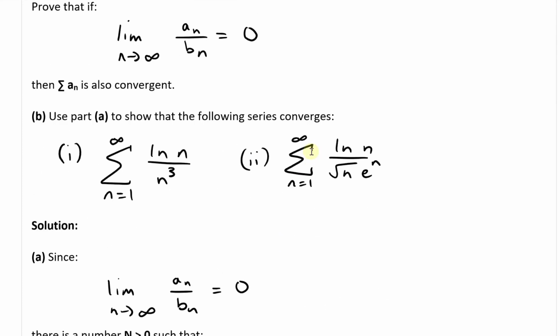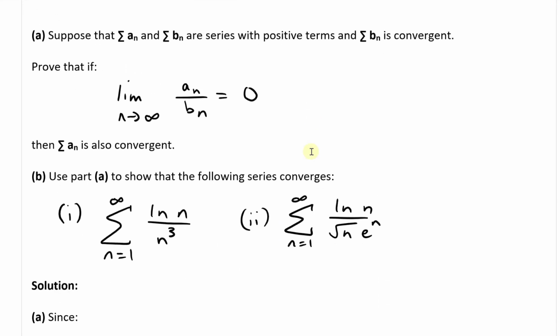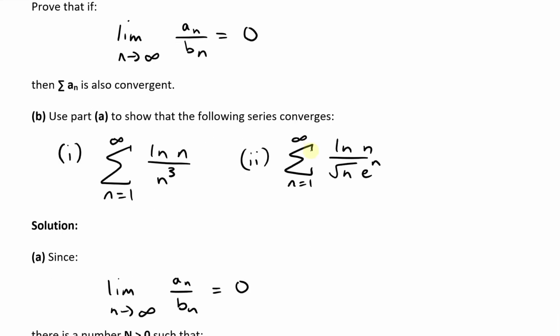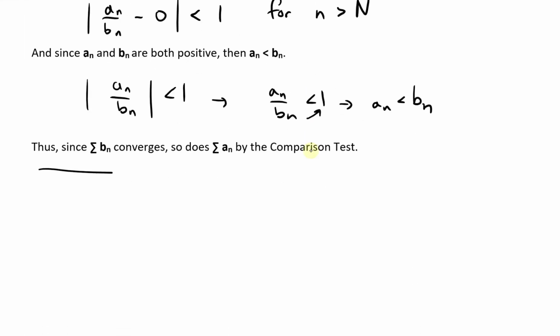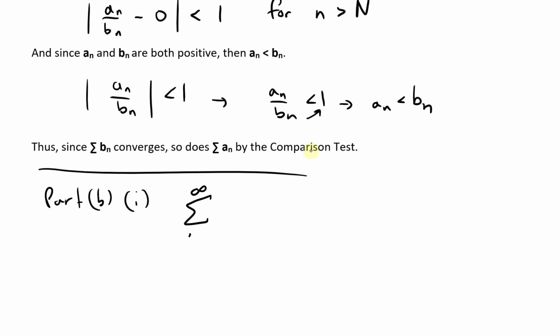So now let's look at part B, and it says use part A to show that the following series converges. Let's look at number (i) right here. This is the summation from n equals 1 to infinity of ln n over n cubed.